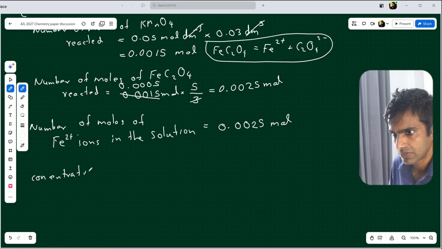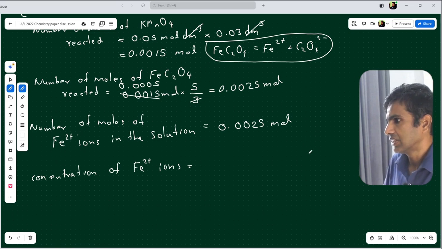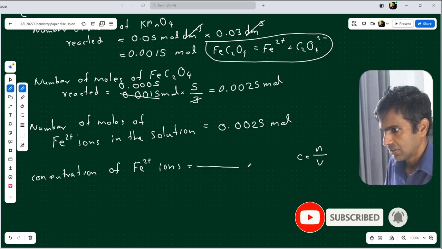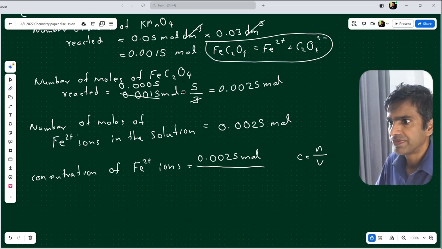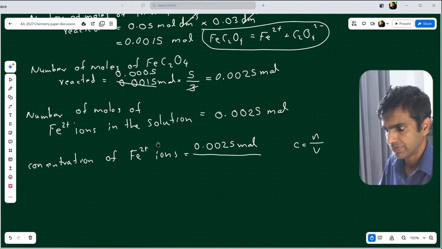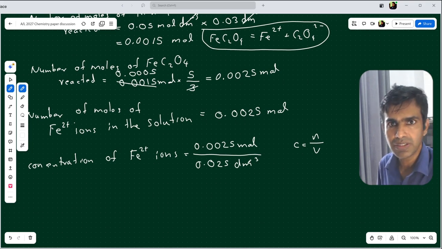Concentration of ferrous ions. So how to calculate the concentration of ferrous ions? We know the relationship. Concentration is number of moles over volume of the solution. There were 0.0025 moles of ferrous ions. Volume was 25 cubic centimeters. That means 0.025 cubic decimeters. Do you know how to convert cubic centimeters to cubic decimeters?